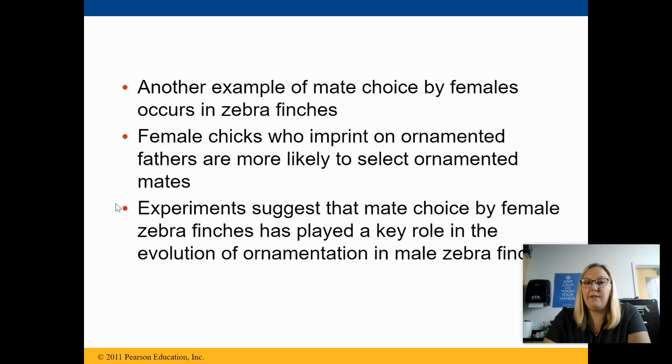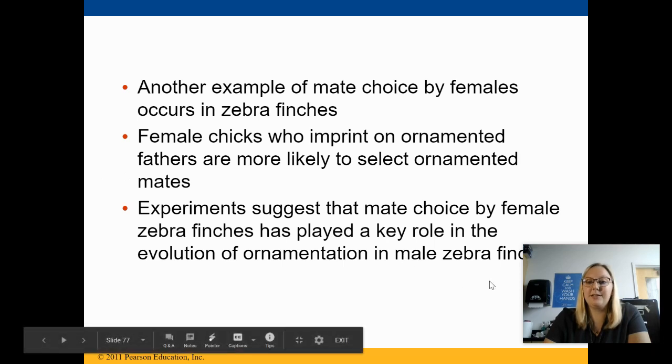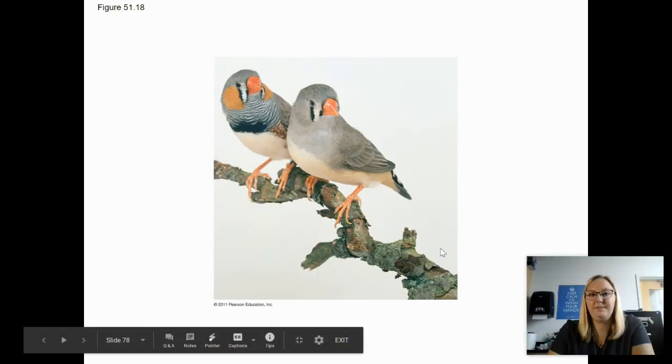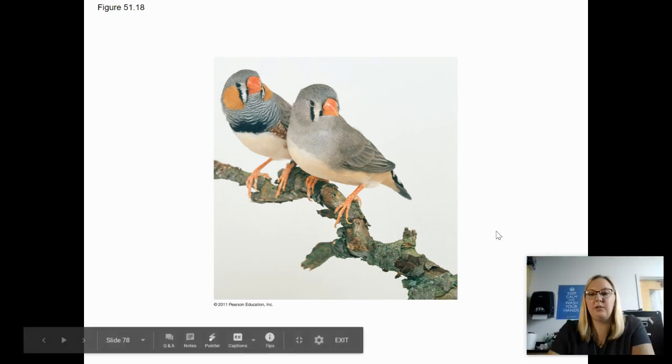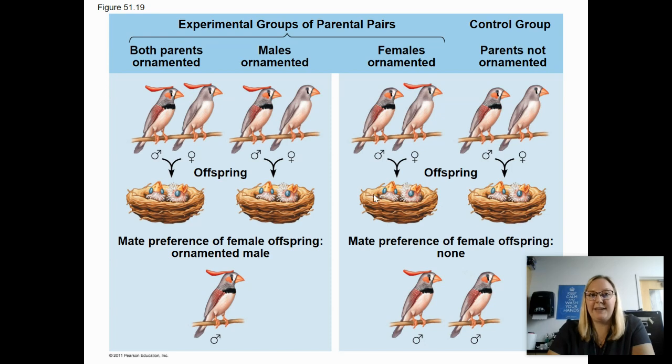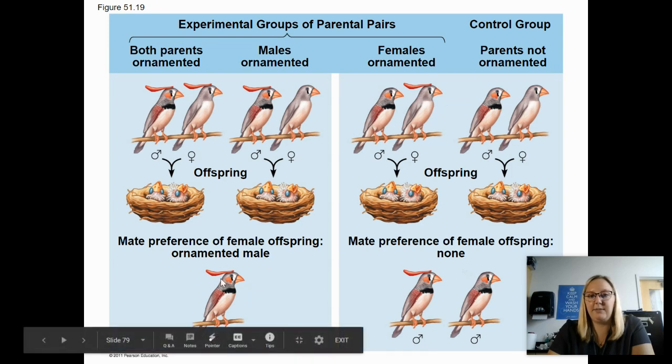Another example of mate choice by females occurs in zebra finches. Female chicks who imprint on ornamented fathers are more likely to select an ornamented mate. Experiments suggest that mate choice by female zebra finches has played a role in the evolution of ornamented male zebra finches. So here's our ornamented male finch up here and our female down low. This is just showing again that if both parents are ornamented, the female is more likely to choose an ornamented mate because it gives them an ornamented child.